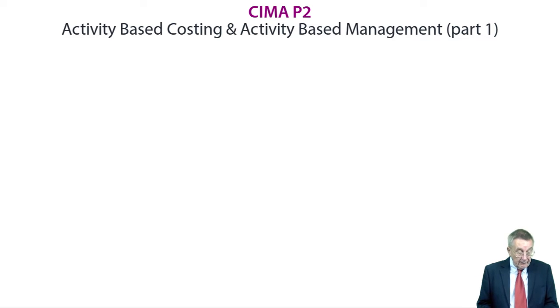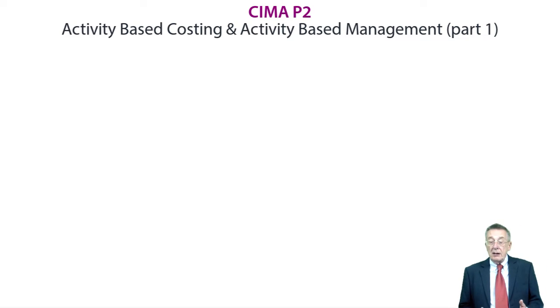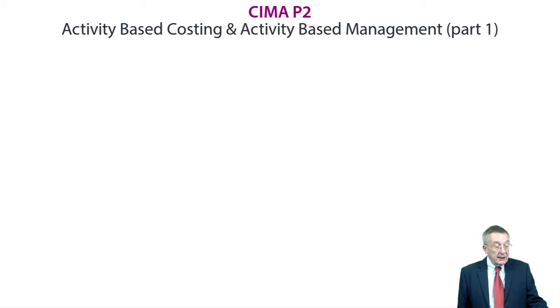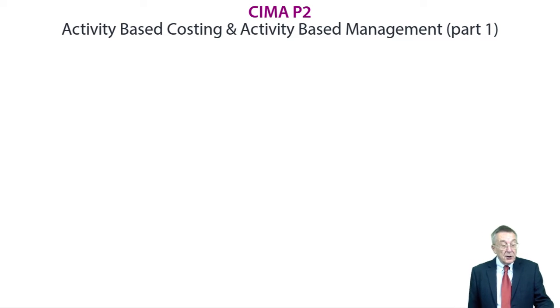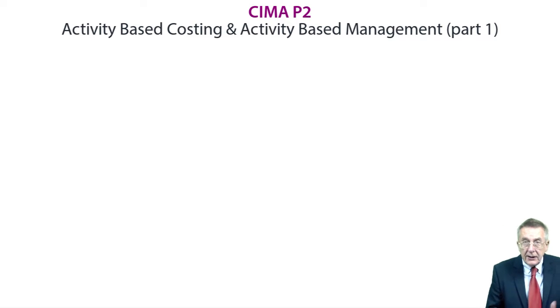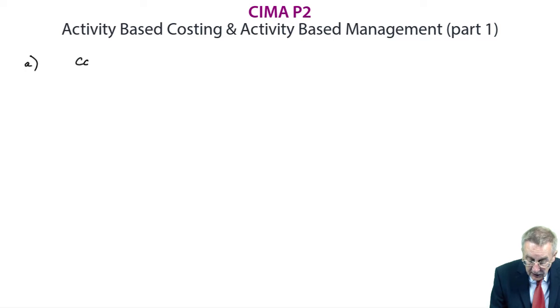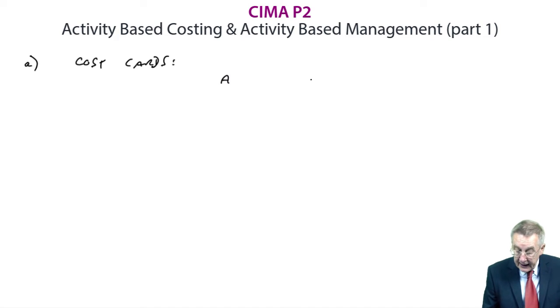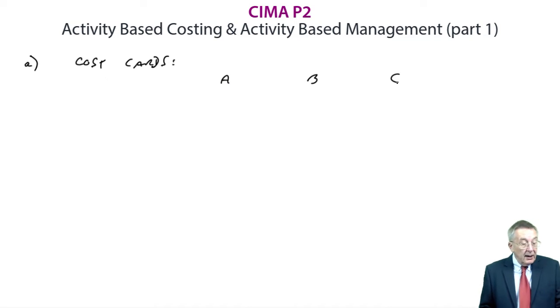Part A is what we call traditional costing. It says calculate the cost and hence the profit per unit, absorbing all the overheads on the basis of labour hours. So basic traditional absorption costing, nothing yet to do with ABC, but let's do it. Let's write up our cost cards, with 3 products, A, B, C.